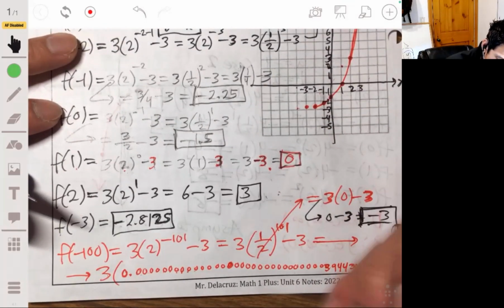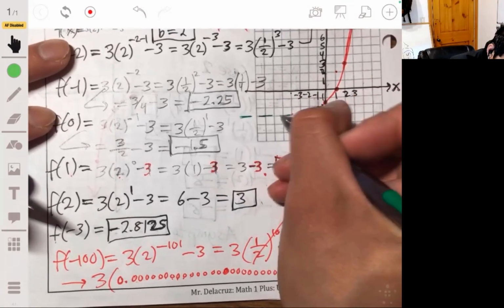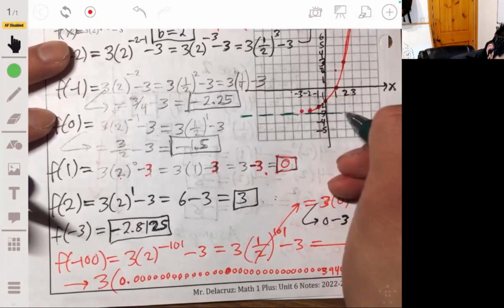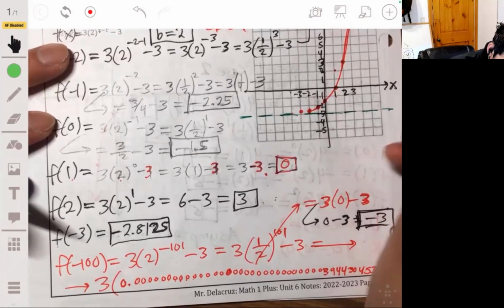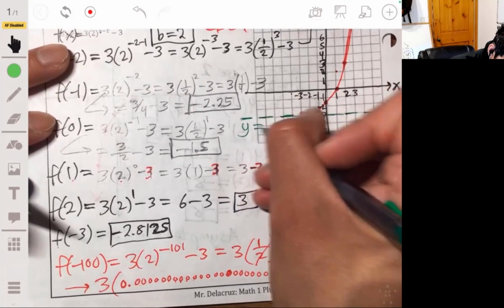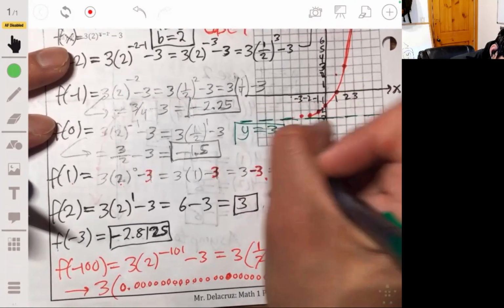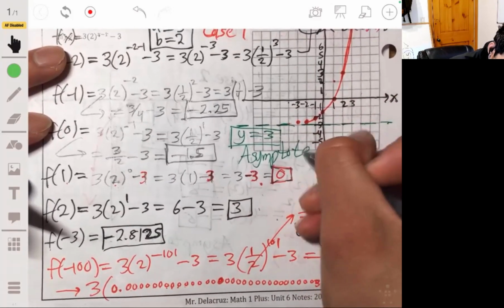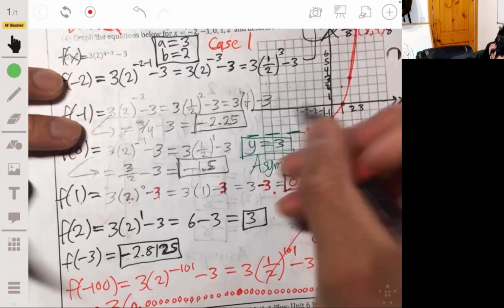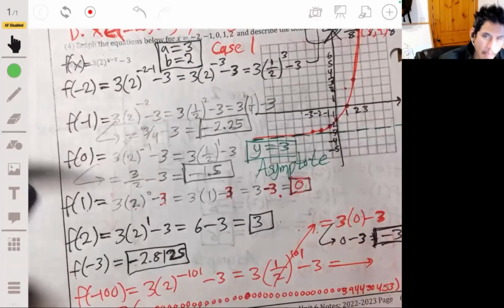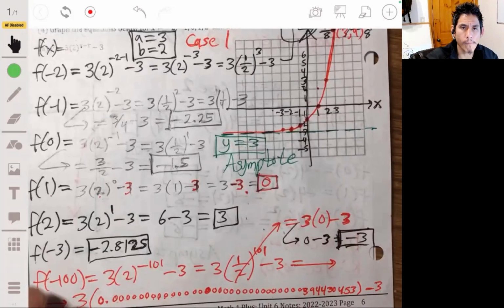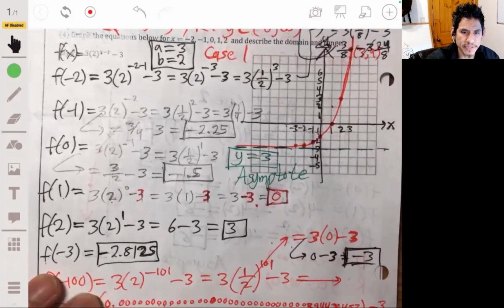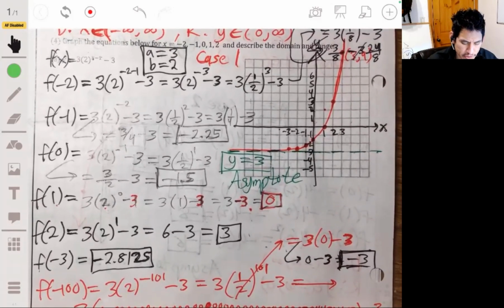We have an asymptote. It's such an interesting word, asymptote. Kind of funny, but our asymptote is this line, the line of y equals 3. That is our asymptote. We'll never get beyond this line. So that's what you'll be seeing and dealing with in your future math courses.